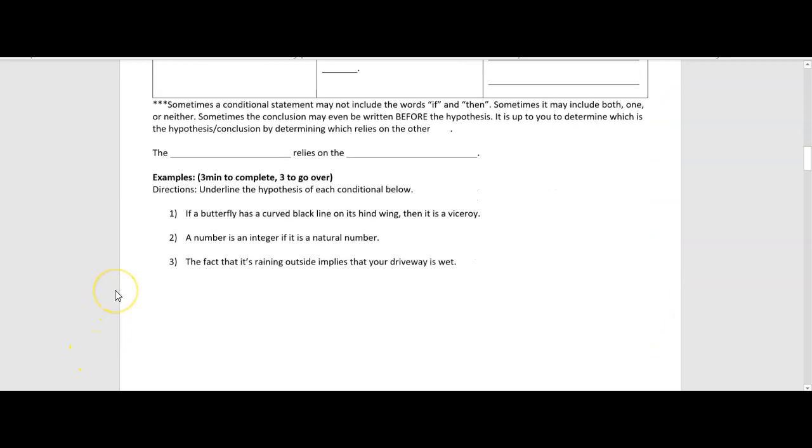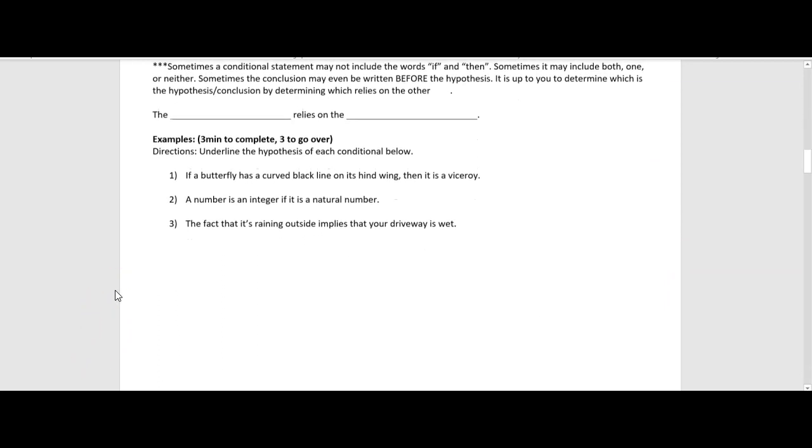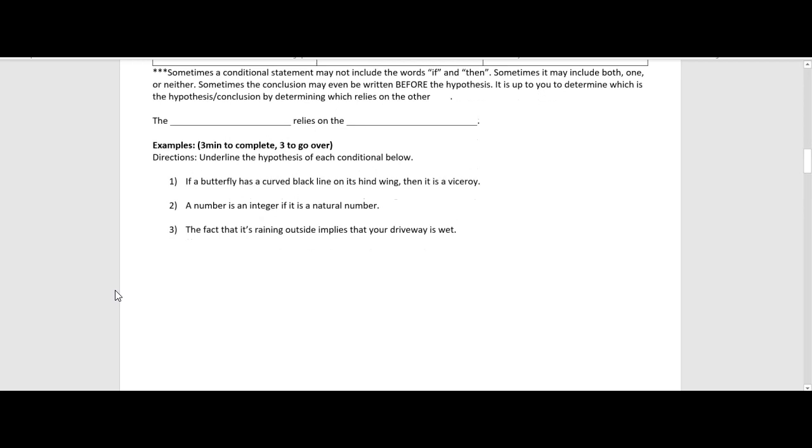So sometimes a conditional statement may not include the words if and then. Sometimes it may include one of them, sometimes it may include both, but sometimes it may not have either of them in the statement. Sometimes the conclusion may come before the hypothesis in the statement. It's kind of up to you to determine which is the hypothesis and which is the conclusion by determining which relies on the other. So the conclusion relies on the hypothesis. Right? You don't start with a conclusion and backtrack your way into a hypothesis. You start with a hypothesis.